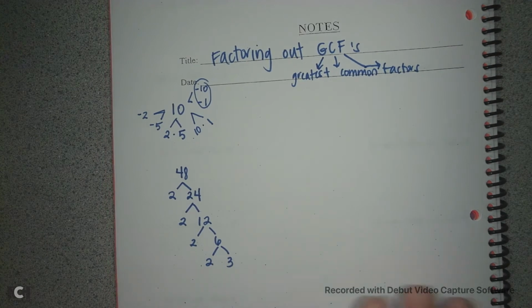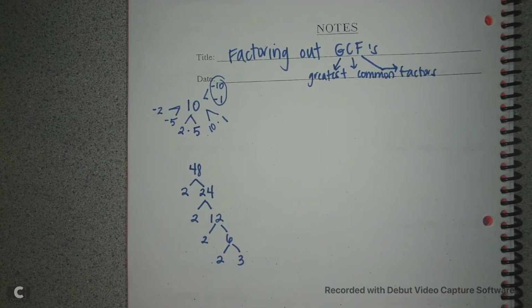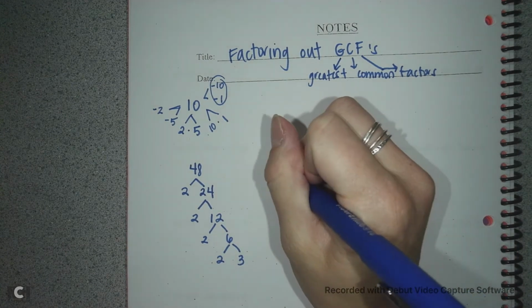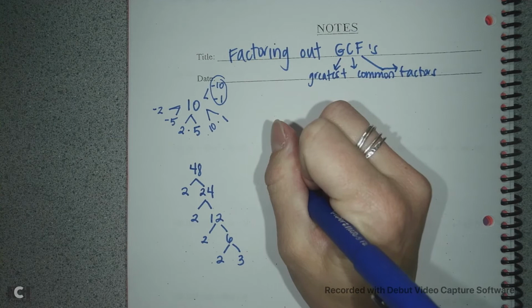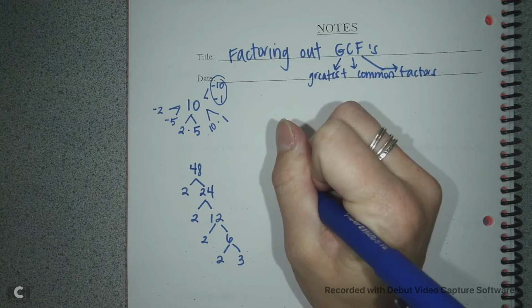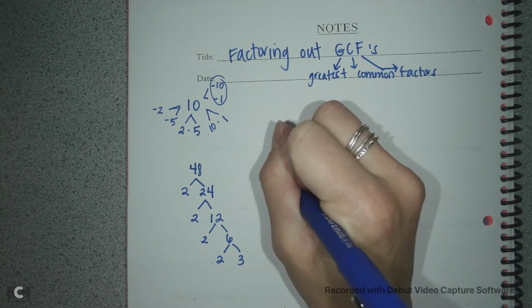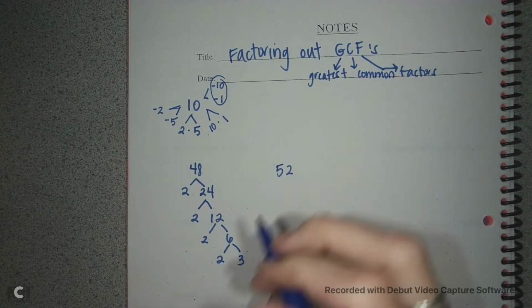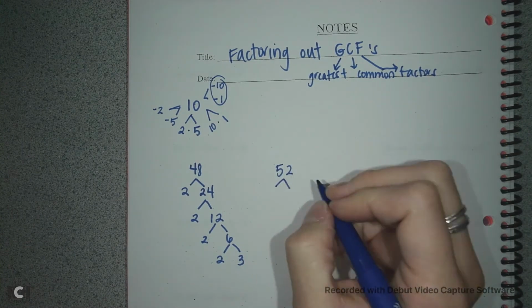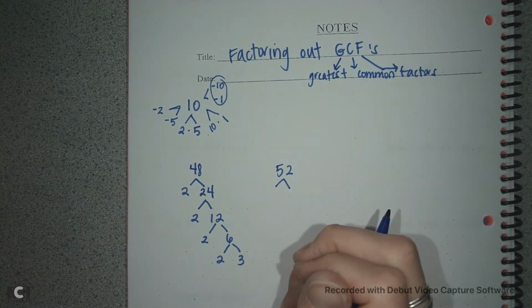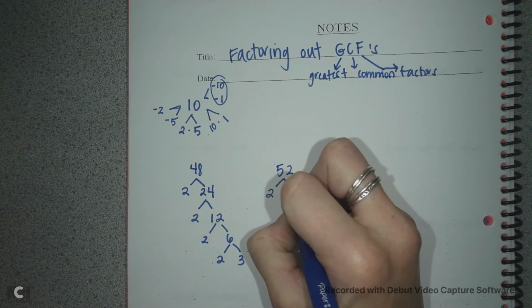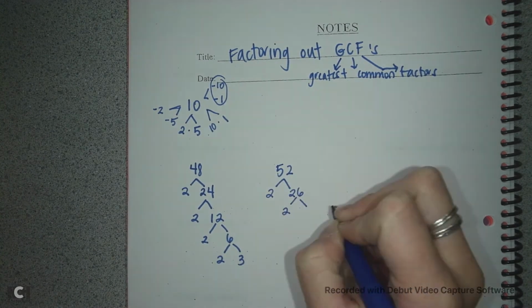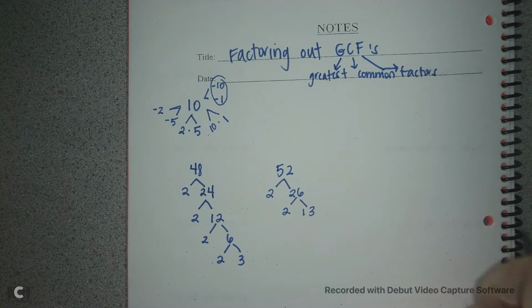Now, if we're talking about the greatest common factor, you need two numbers. So for an example, we have 48, and let's just pick 52. Okay, so we're trying to find the greatest common factors. So we're going to make another factor tree. So 52 divided by 2 is 26, divided by 2 is 13, and 13 is prime. So we're going to stop.